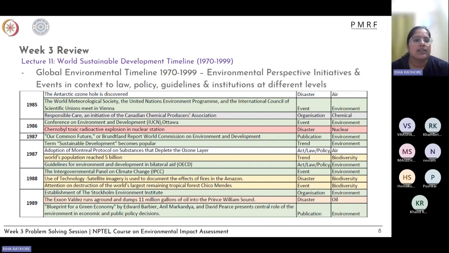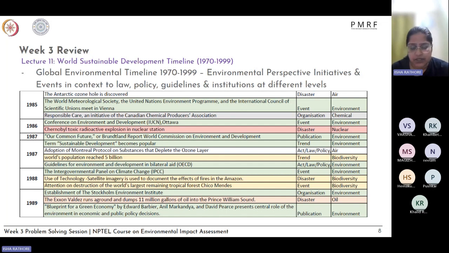Then, as a trend, we also had this use of technology coming in. We had the attention on the destruction of the Amazon forest because of the wildfires which were happening there. Also, the destruction of the world's largest remaining tropical forest, in which Chico Mendes was involved. And 1989, we had the establishment of the Stockholm Environment Institute. We had the Exxon Valdez runs aground and dumps 11 million gallons of oil into the Prince William Sound. So this was again an oil spill incident which happened.